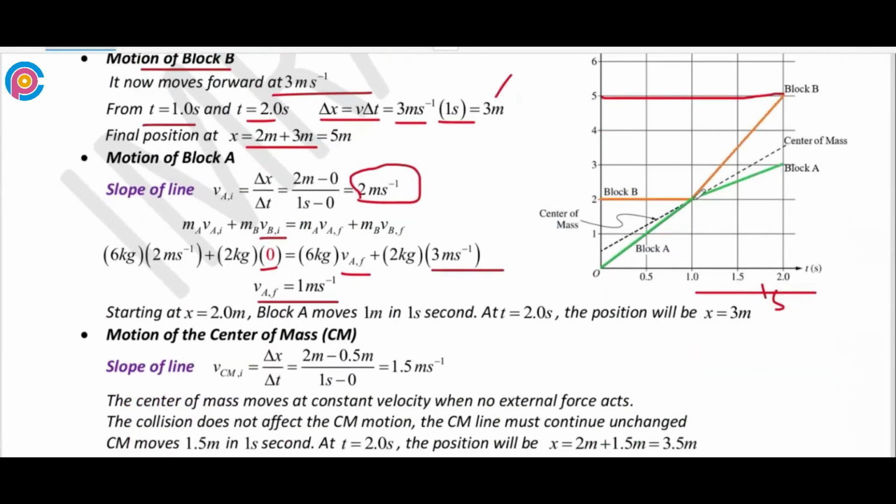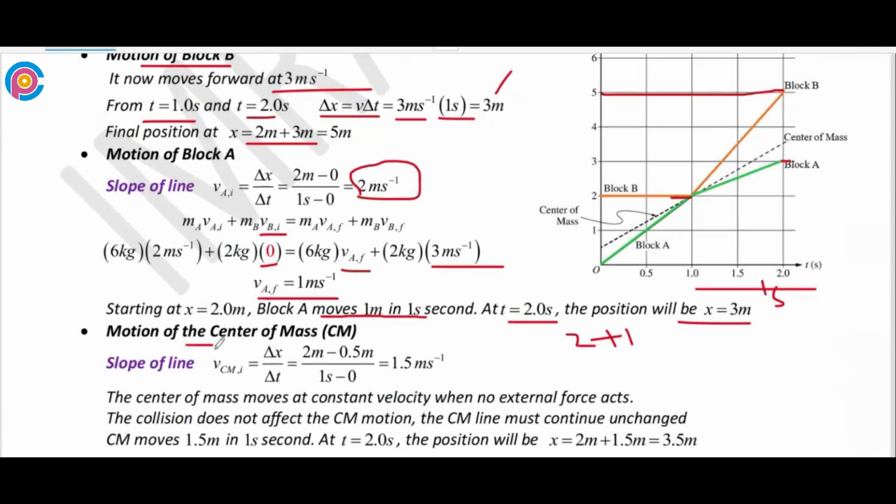So at the starting point x is equal to 2 meters. That is this point. Block A moves 1 meter in 1 second. So after t2 seconds, the new position will be 2 plus 1, that is equal to 3 meters. So the new position of block A is 3 meters.